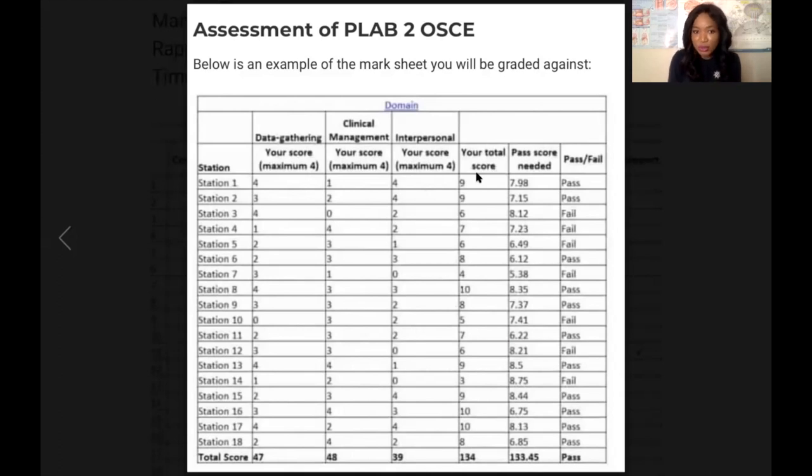Did you see how that worked? Imagine if he had gotten 2 in the interpersonal skills. So that would be 4 plus 1, plus 2 in interpersonal skills. That's 7. A total score of 7 in this station would mean this candidate would fail that station. So that is to say that if you improve in all the areas, you can ace your OSCE. Do not focus just on history taking.